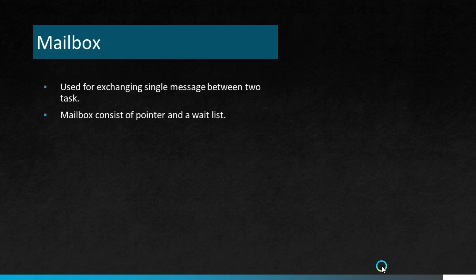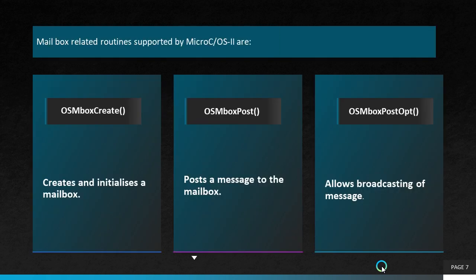So first I am going to explain the mailbox. The mailbox is mainly used for exchanging a single message between two tasks. The mailbox consists of a pointer that points to the message and a wait list to hold the tasks waiting for the message to appear in the mailbox. For enabling the exchange of messages between two tasks, Micro C supports some mailbox related routines. There are many mailbox related routines. Three of them are given here.